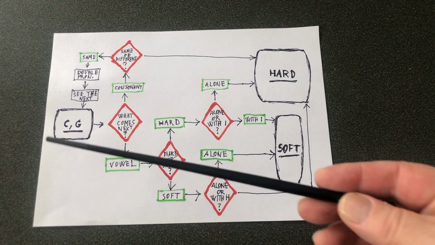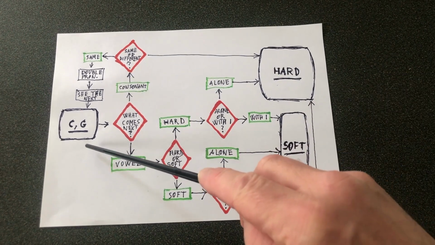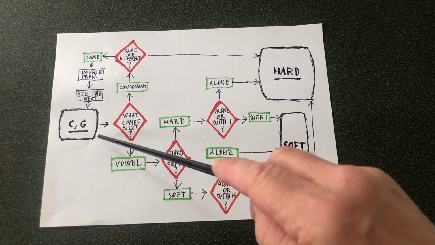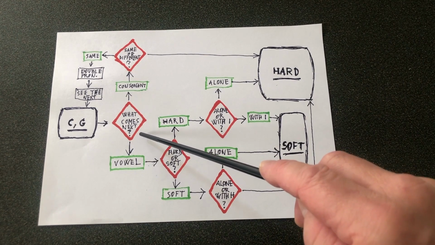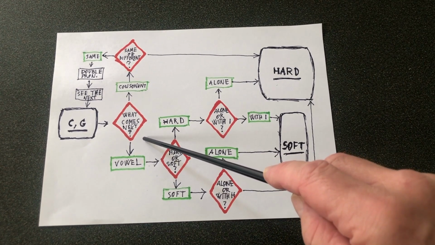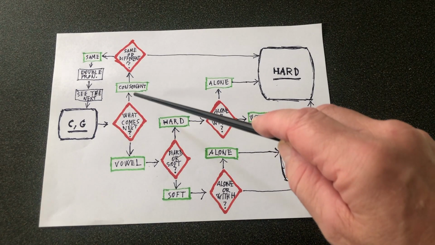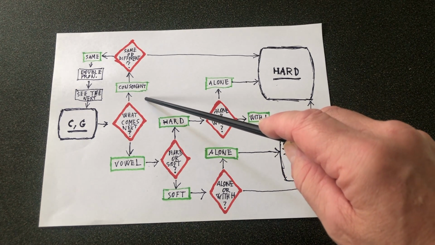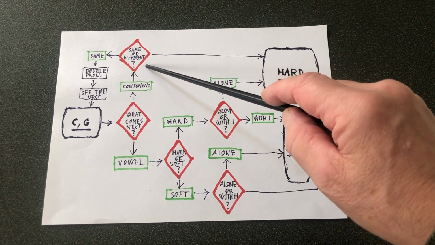What do we have here? Consonants Ci and G. We know they may have hard or soft sound, but how to establish the sound under any circumstances? First question is, what comes next? We have two alternatives. After comes a consonant or a vowel. Let's see the consonant option first. There's a second question. Is it the same consonant or another?